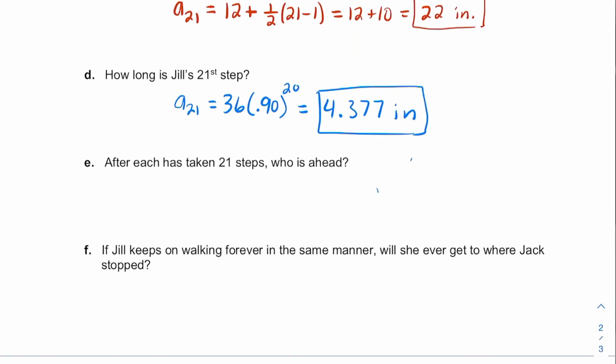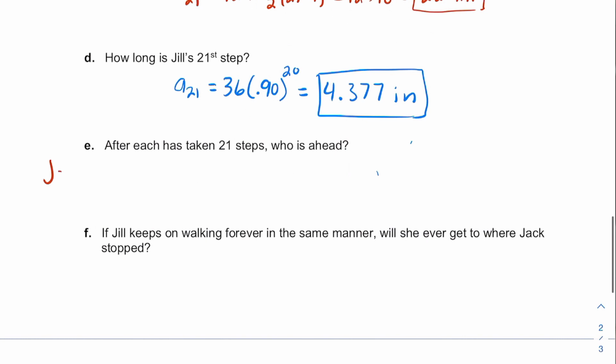All right, so now that we know how long their 21st step was for each of them, we are going to make a comparison. After each has taken 21 steps, who is ahead? This means that we want to add up the different lengths of their steps. They're changing, but we want to add the total up and see each step, how far is their total distance. So this is going to be our sum formula.